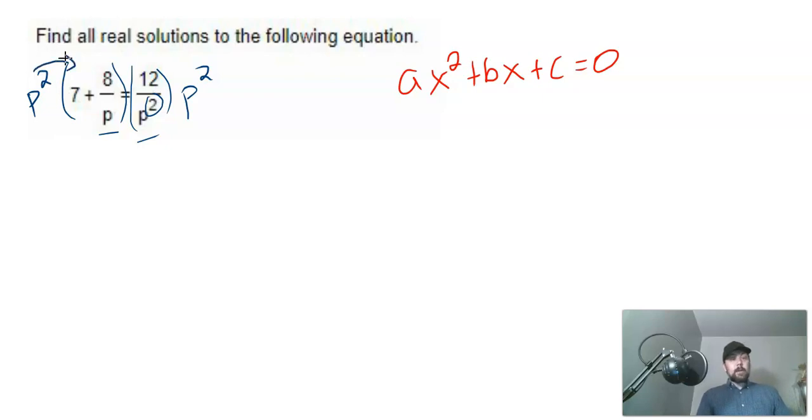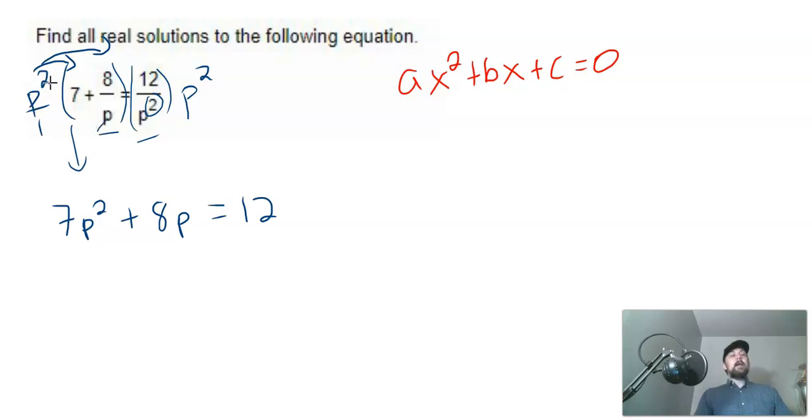You have to distribute it, and it multiplies to every term, whether it's a fraction or not. So this is going to actually become 7p squared plus 8p equals 12. So what's happening here to get 8p is one variable p cancels out. We have p squared here, but one of those will cancel out with this p in the denominator, and so I'll have one left. So that's how we get 8p. On the right-hand side, the p squares just cancel each other out, and that's how we get 12.